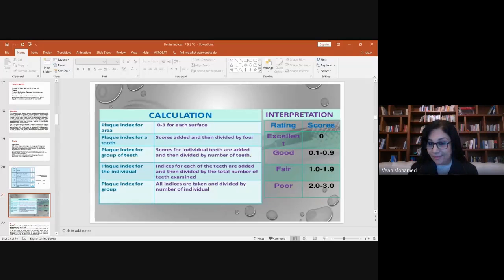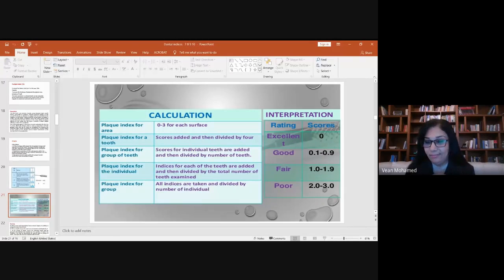Doctor, yes, please. How can we take the average for more than one individual if every person has a different state? Yes. This one means that you did a survey. For example, I will come to Al-Kitab University and want to know what the scores for plaque index are in 3rd grade students of dentistry. I'm going to examine your teeth and give you a score.